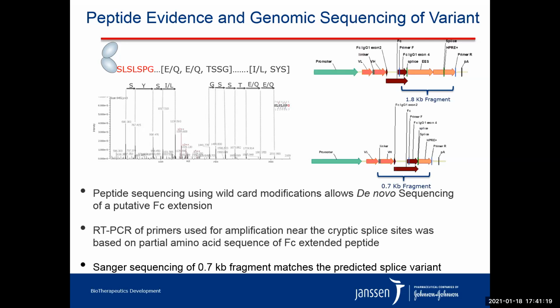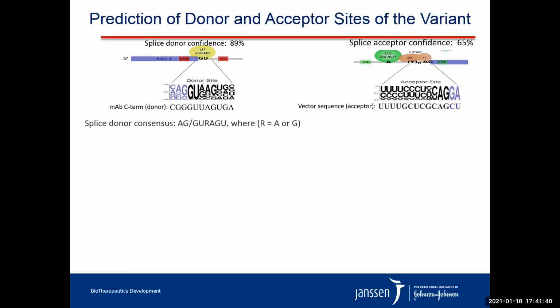With these sequences, we designed primers and performed RT-PCR. Sanger sequencing of a 0.7 kilobase fragment matched a splice site on the HPRE, or the hepatitis B post-transcriptional regulatory element, that is used to enhance gene expression. We also performed splice site predictions and identified a splice donor and acceptor site for this splice isoform with 89% and 65% confidence respectively.